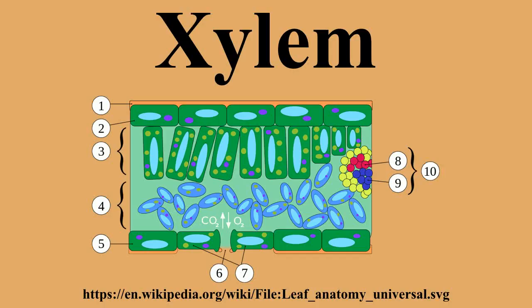Endarch is used when there is more than one strand of primary xylem in a stem or root, and the xylem develops from the inside outwards towards the periphery, i.e., centrifugally. The protoxylem is thus closest to the center of the stem or root and the metaxylem closest to the periphery. The stems of seed plants typically have endarch development.